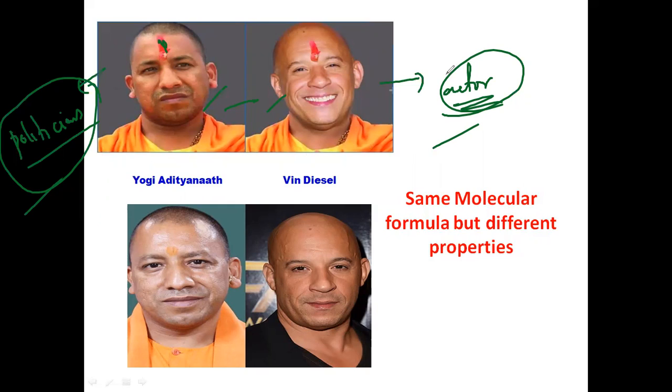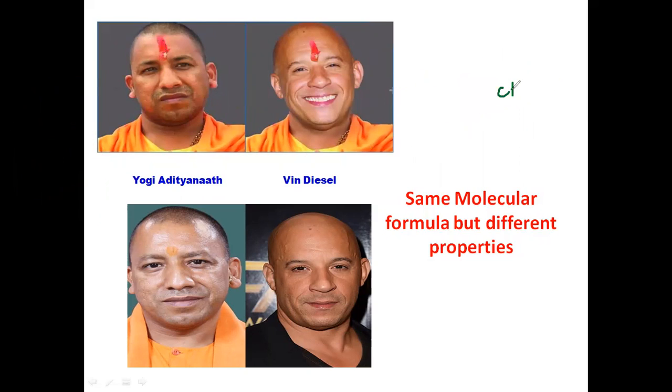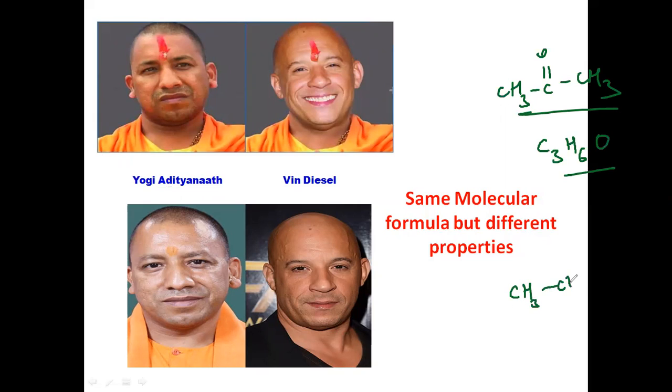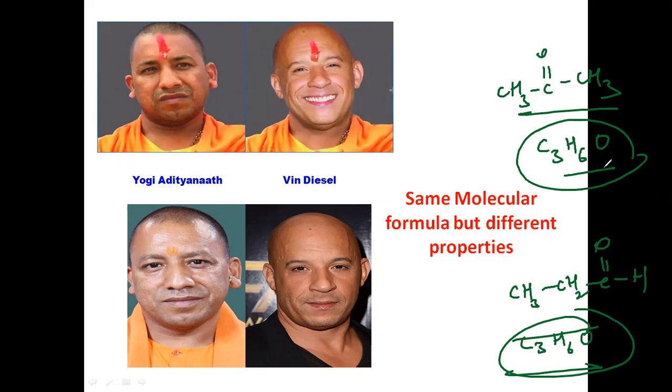In the same way, in organic chemistry you will have this type of example. You have a simple example like CH3, C double bond O, CH3. The molecular formula is C3H6O. And here you can also take CH3 CH2 C double bond O H. This is also C3H6O. Both molecular formulas are the same, but there is a difference in their structure and in their properties. The properties of ketone and the properties of aldehyde are completely different.